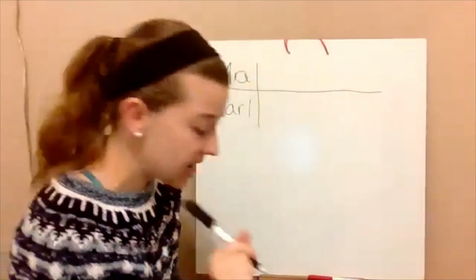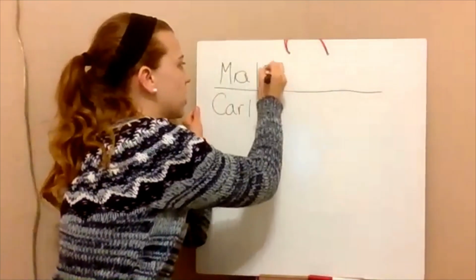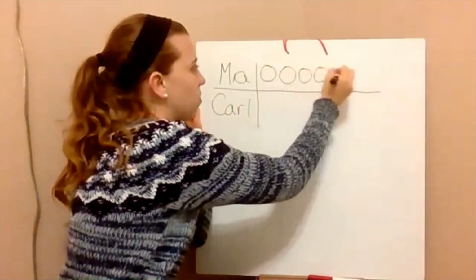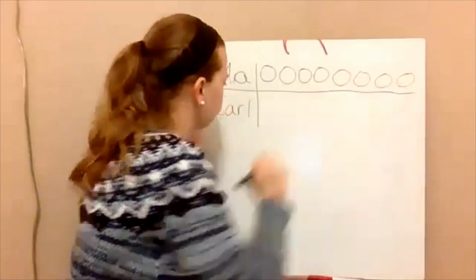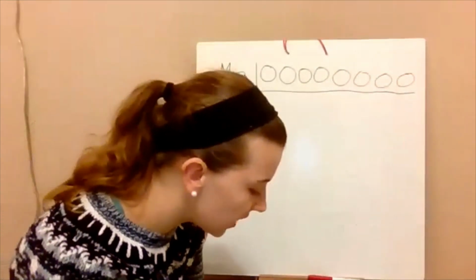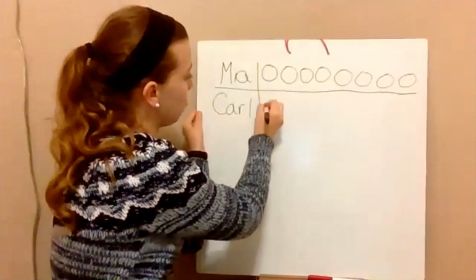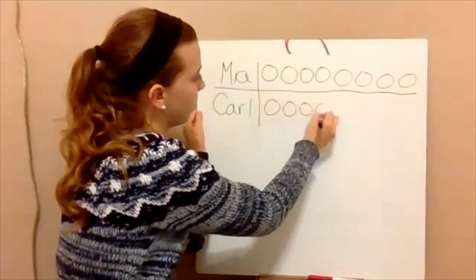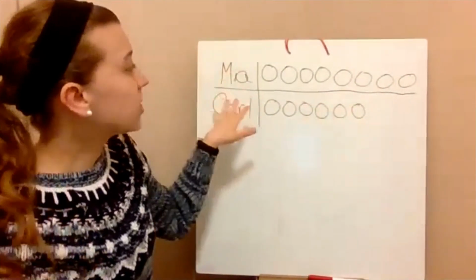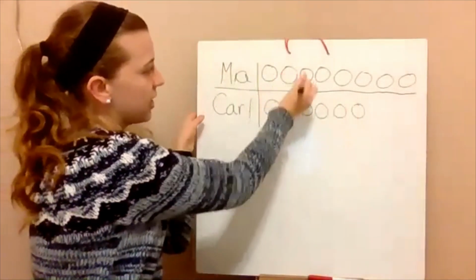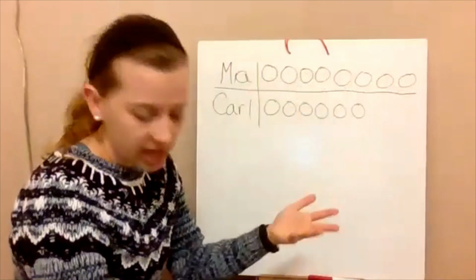So how many did it say Mia has? Mia has 8 pennies. So let's draw 8 for her. 1, 2, 3, 4, 5, 6, 7, 8. Good. And then how many does Carl have? Carl has 6 pennies. So 1, 2, 3, 4, 5, 6. Very good. All right. So remember they're matched up 1 to 1, because if you don't match them up 1 to 1, it's hard to find the answer.